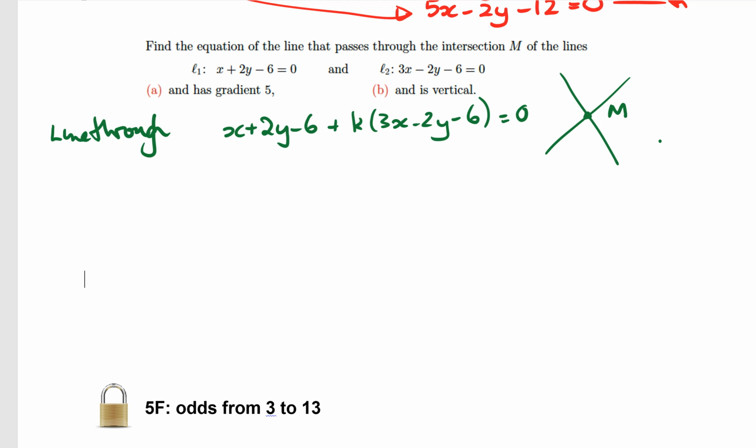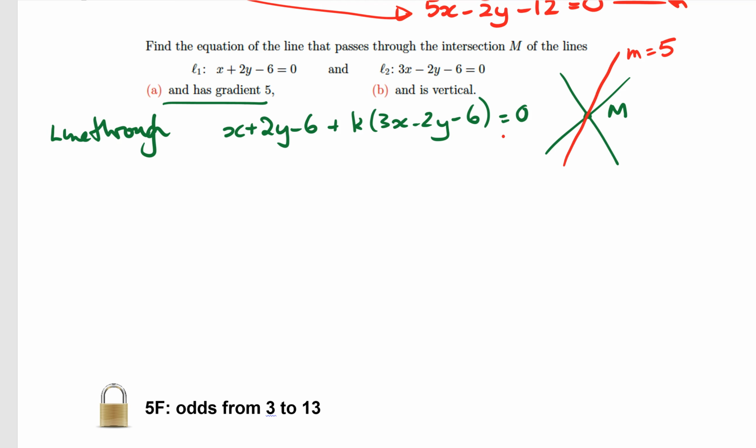Now, of all of those possible lines that pass through there, we want the one which has a gradient of 5. So we think about what it means to have a gradient of 5 and how that's related to this line here. We can remember that if we write our line in gradient intercept form, y equals mx plus b, we can get m. Or if we just write it in standard form, we can get an expression for m. So let's take our line here and write it in standard form.